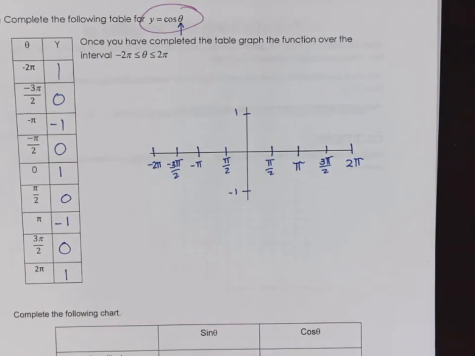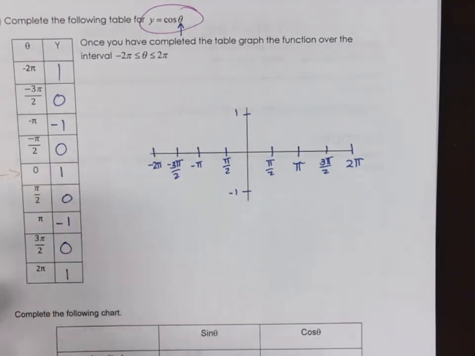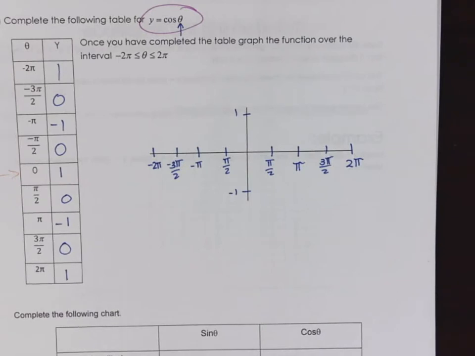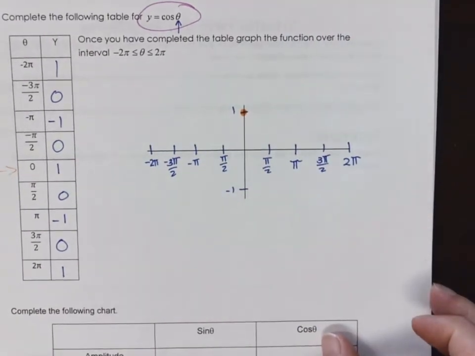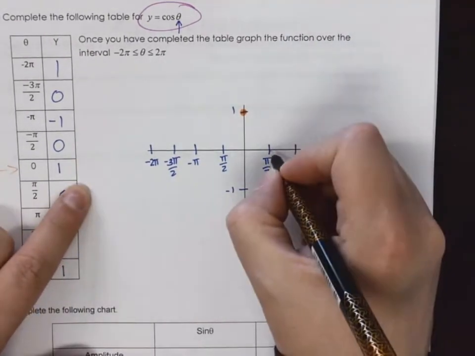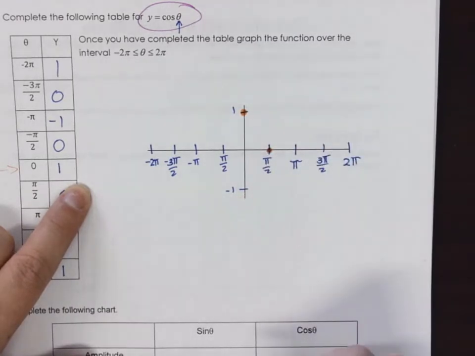Okay, I'm going to try to graph it in orange. This could be a fatal error. Okay, so let's start here. When we're at 0, what is our y? It's 1. Okay, not terrible. Okay, so then we go here.